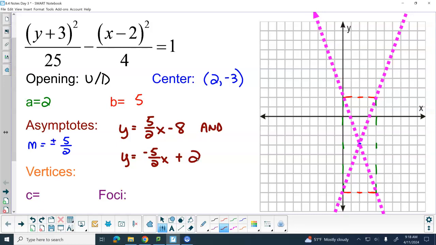Love it. Since it opens up and down, where are the vertices of this hyperbola? Which sides of the box? Top and bottom, because it's up and down. Yep, so it's got to be top and bottom. So I got a vertex right there, and I got a vertex right there. So that would be at the point 2, 2, and 2, negative 8. Agree? All right. Then that allows us to draw it in.